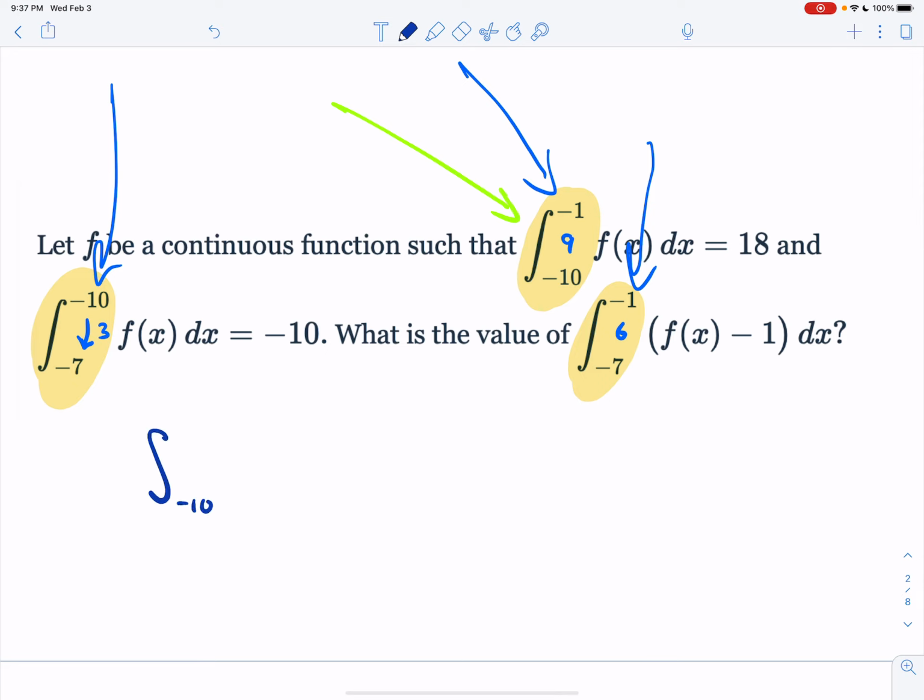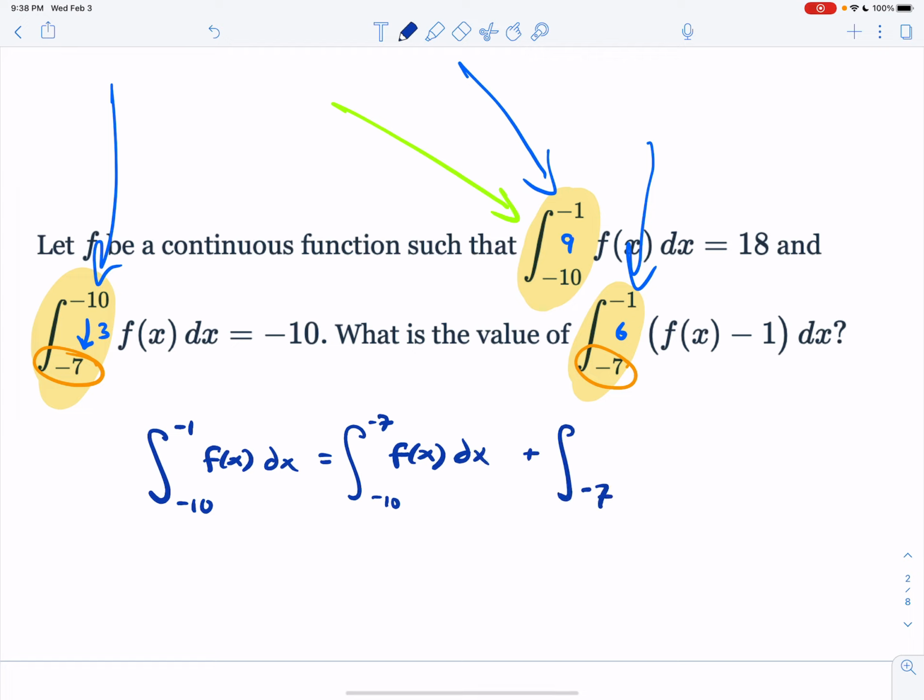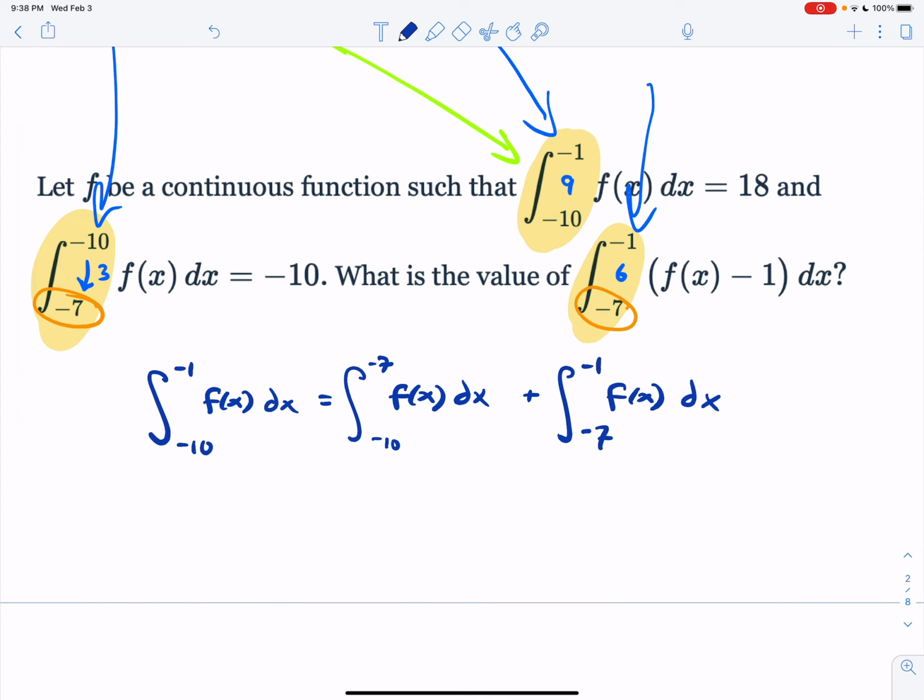So going from -10 to -1 of f of x dx, that's going to be the same thing as going from -10 to, I'm going to choose -7 here because I noticed that that is the other stopping point, okay? Right, of f of x dx. And then I'm going to continue from -7 all the way to -1 of f of x dx. Okay? Okay, so make sure that you replay that until you get it, okay?